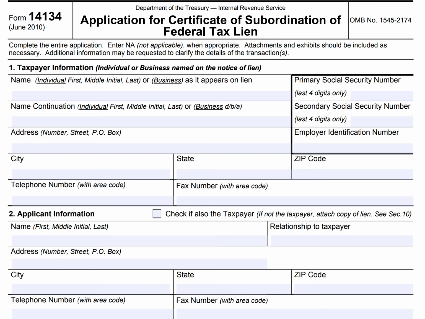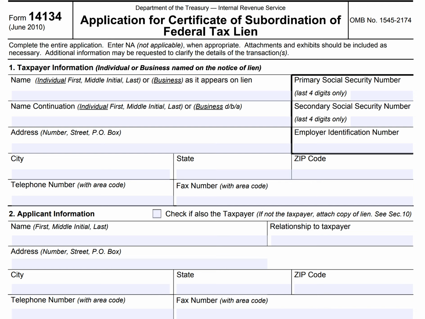We'll be going over IRS Form 14134, Application for Certificate of Subordination of Federal Tax Lien. So most taxpayers won't be completing this form unless you happen to have a federal tax lien on your back taxes.